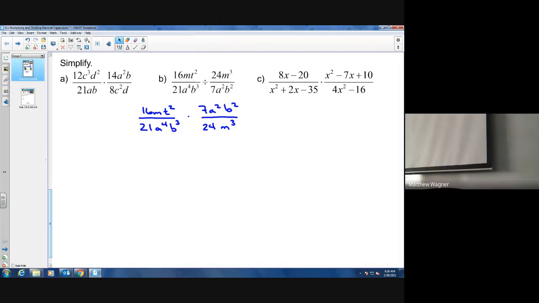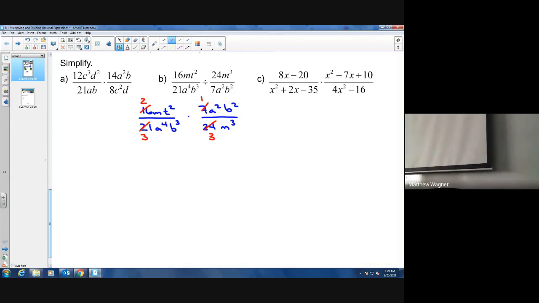I'm going to pick and choose. The first thing I see is the 7 and 21. I know 7 over 21 reduces to 1/3. I know 16 over 24, I can take an 8 out of both of those. That reduces to 2/3.